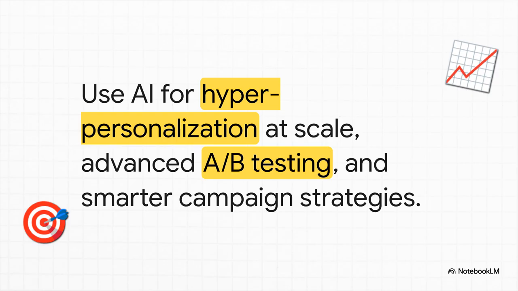Chapter 6 then shifts from just creating content to running entire campaigns. This is where AI unlocks things that were basically impossible before, like hyper-personalization at scale. You can tailor your messaging for thousands of tiny customer segments. And you can run A/B tests on a level you've only dreamed of, getting real answers on what actually works.